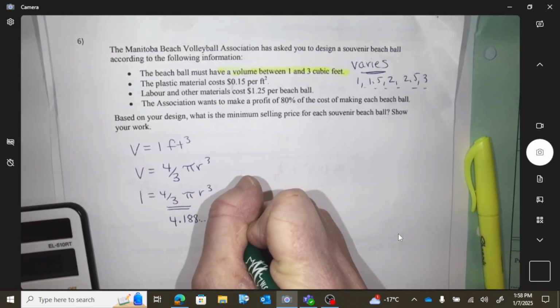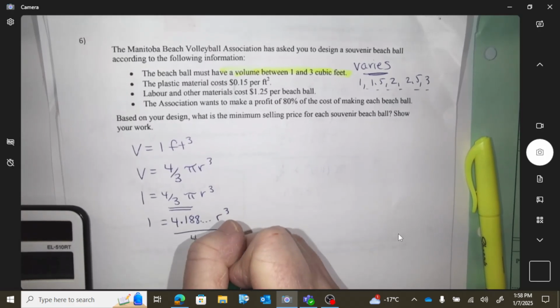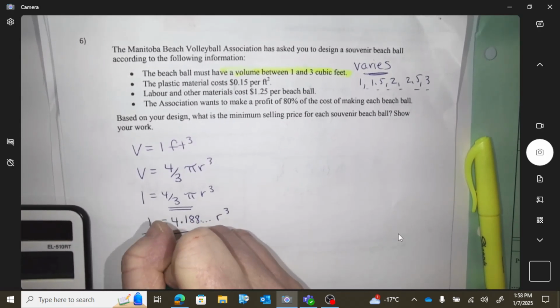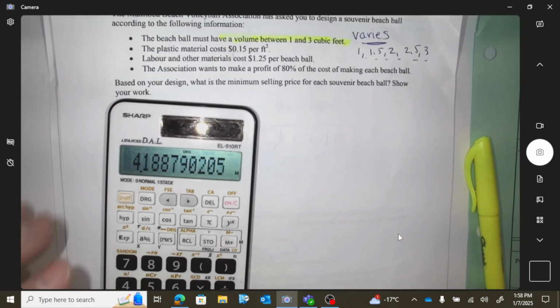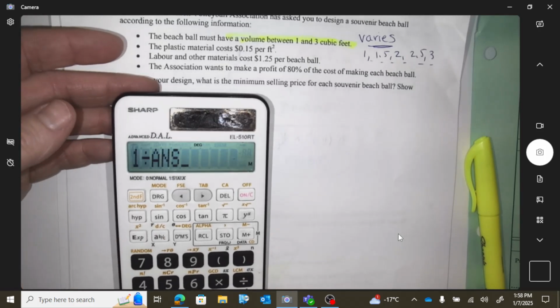4.188 and so on. Okay, now I'm going to divide. I'm going to keep that value in my calculator, by the way. That's why I'm doing those dots. So 1 divided by that value.